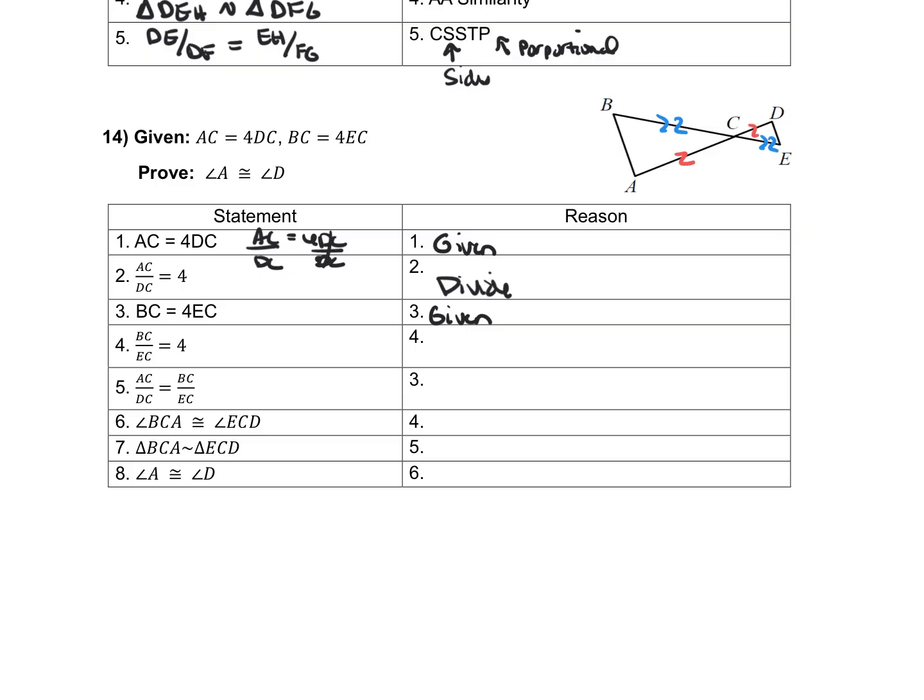And that's what's going to happen for number 4. I got BC is equal to 4 EC. Well, I'm going to divide EC out of both sides. When I do that, I've got BC over EC, so this is division. So now, since they're both equal to 4, their ratio is 4, I can now set them equal to each other. And remember, this is the transitive property.